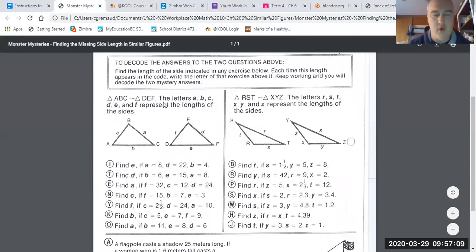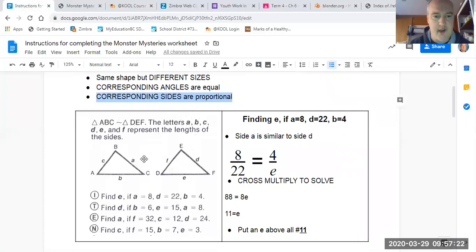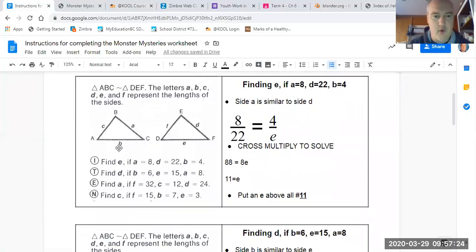The very first question I'm going to work through with you is this one here, the I question, which says find E if A equals 8, D equals 22, and B equals 4. I've just taken a print screen of this, and you can see that this question is here. Once again, we're trying to find E if A equals 8, D equals 22, and B equals 4.